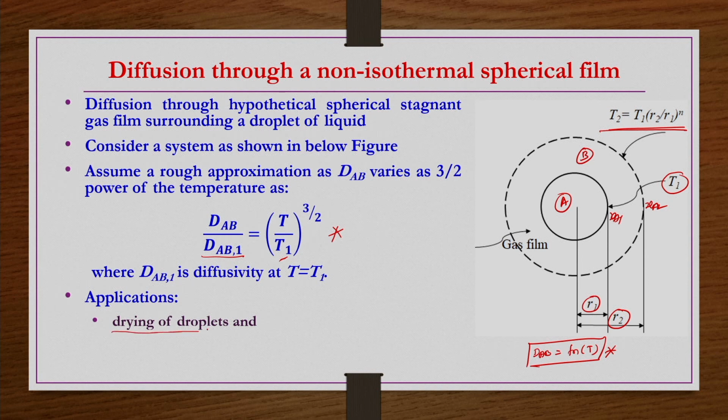Applications we see are drying of droplets, or sometimes we have catalyst pellets. Near the catalyst surfaces there would be some kind of diffusion of the components. Let us say on the catalyst surface some reaction is taking place. The product that is forming on the surface of the catalyst passes through the gas film surrounding the catalyst surface and then reaches the bulk of the fluid. So, that is another kind of application. Such applications are very common in chemical engineering. That is the reason we are taking this particular case to study under non-isothermal diffusive mass transfer.